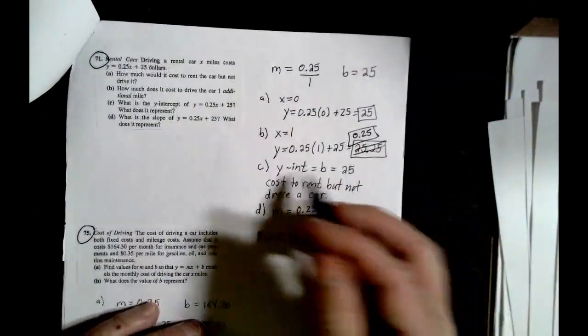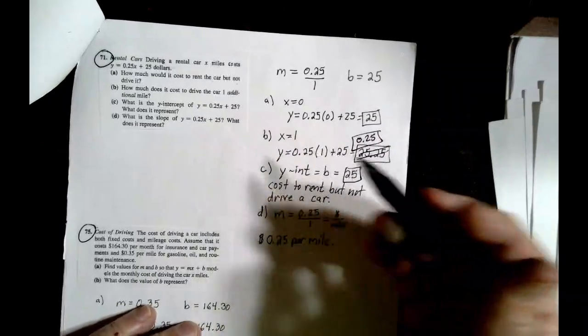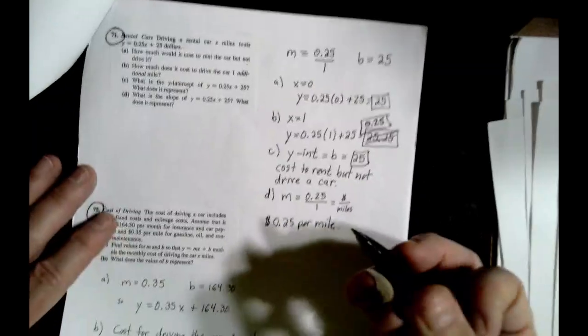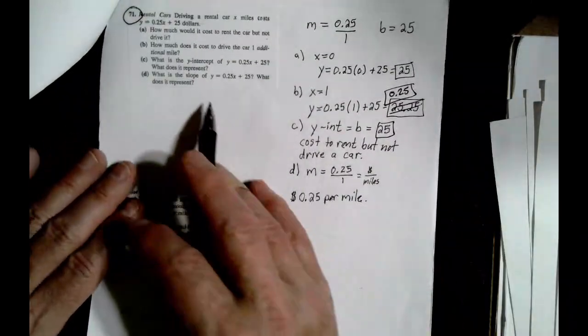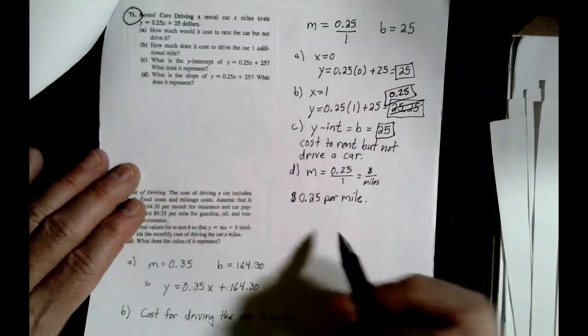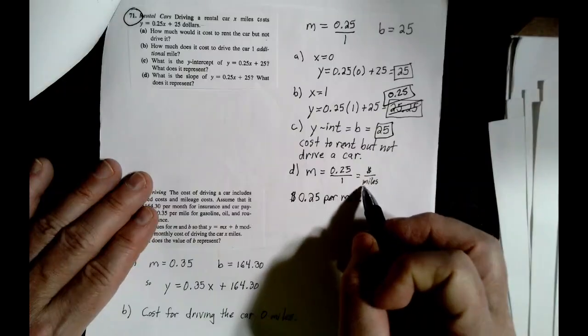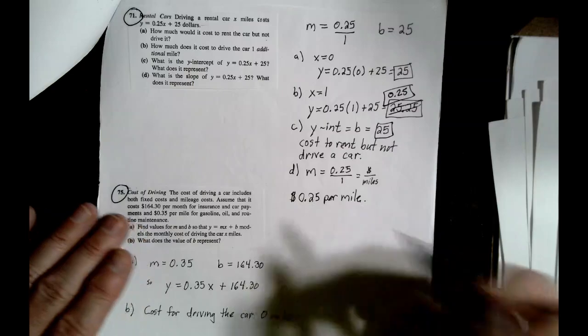What is the y-intercept of this? Well, it's 25. Okay. What does it represent? It means the cost to rent the car, but not to drive the car. It's the fixed cost for renting the car. Now B, what is the slope of that, and what does it represent? It's 0.25 over 1. It means $0.25 per 1 mile. Dollars per mile. So it means 25 cents for every mile you drive.